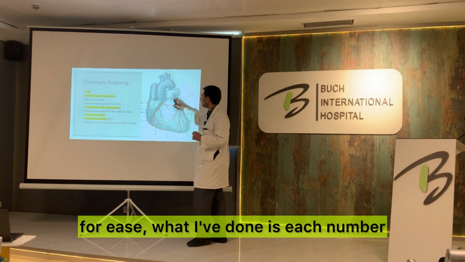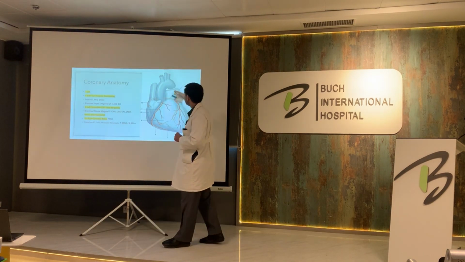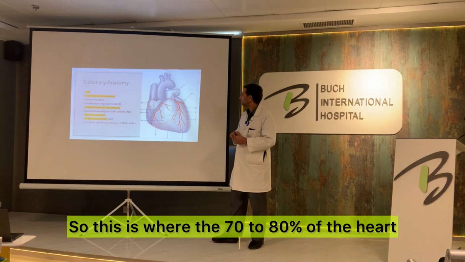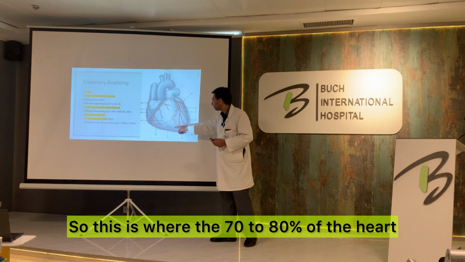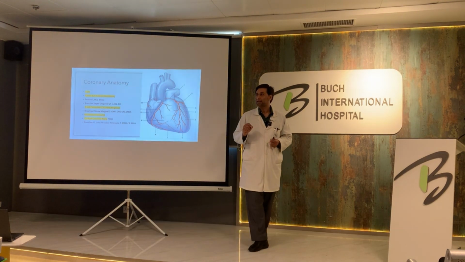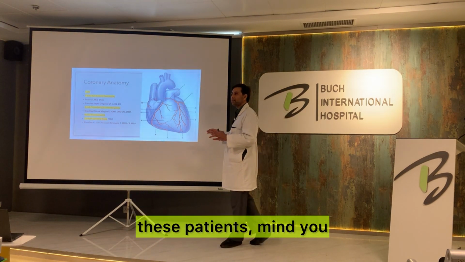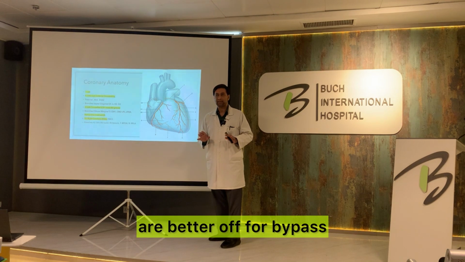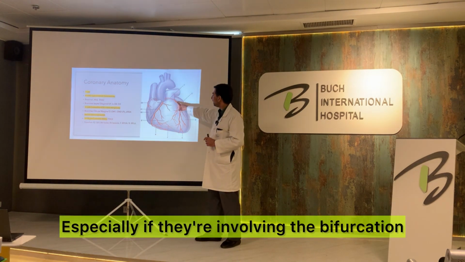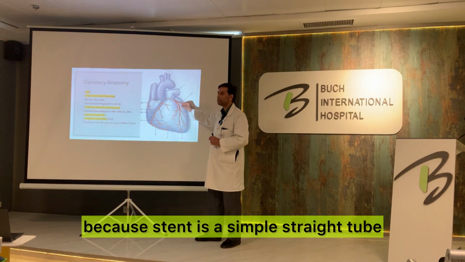So this is a basic coronary anatomy. For ease, I have given a number right in front of each vessel. Like this is the left main. This is where 70 to 80% of the heart is getting its supply. So if somebody has disease right in the beginning, called ostial disease, or proximal disease, these patients, mind you, are better off with bypass. Especially if it involves the bifurcation.